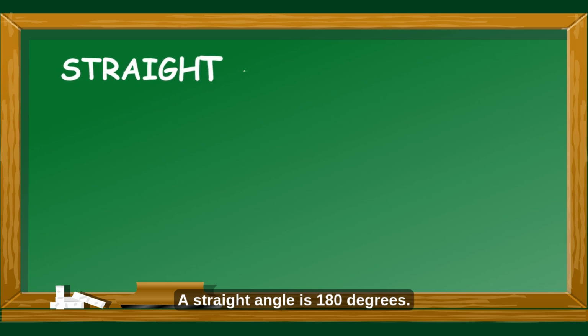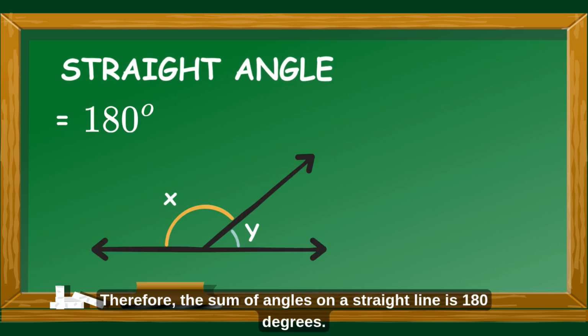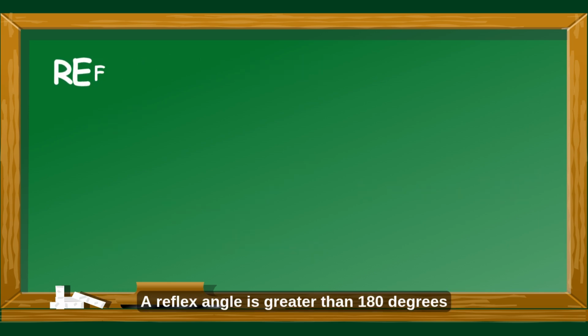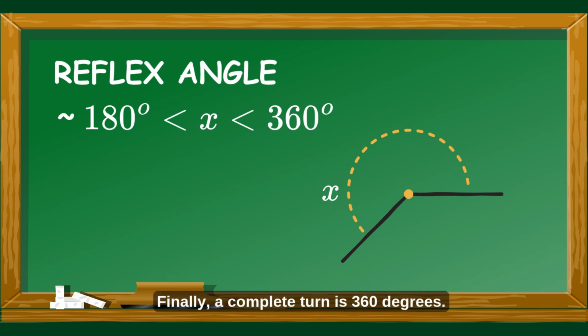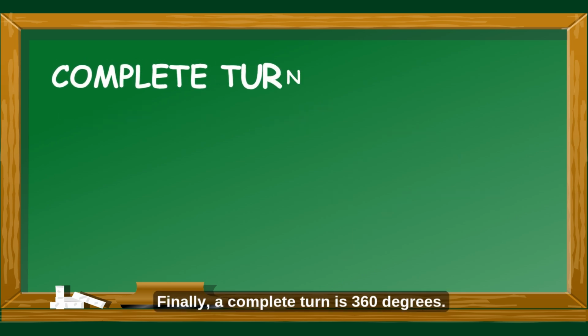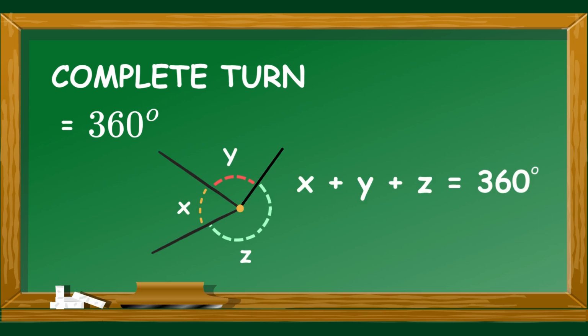A straight angle is 180 degrees. Therefore, the sum of angles on a straight line is 180 degrees. A reflex angle is greater than 180 degrees but less than 360 degrees. Finally, a complete turn is 360 degrees. Therefore, the sum of angles around a point is 360 degrees.